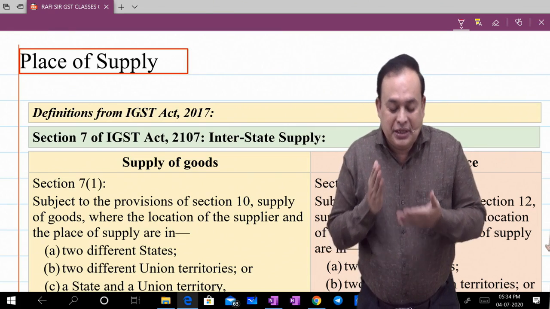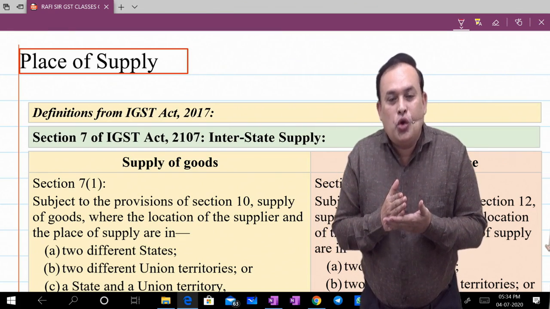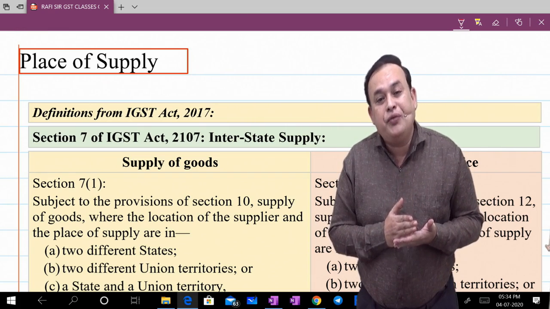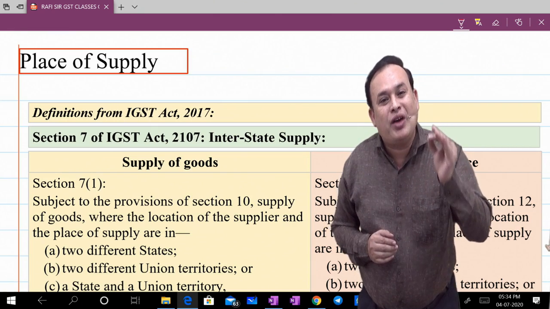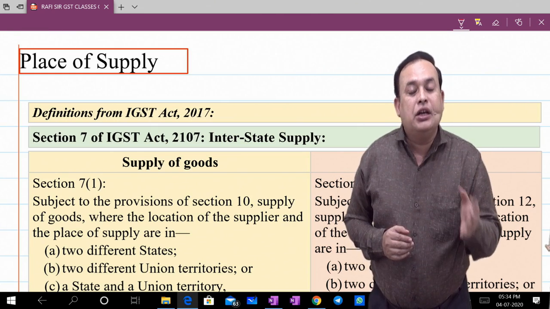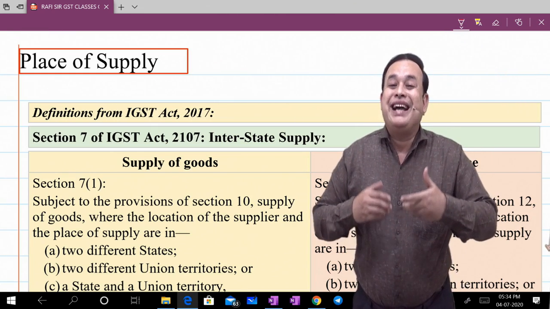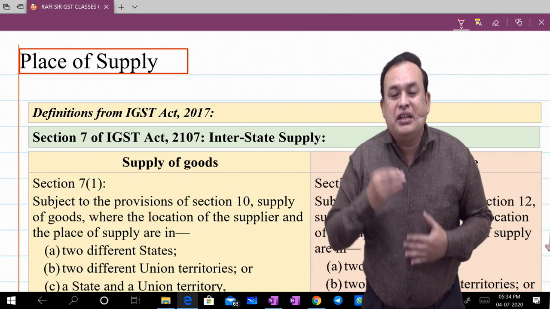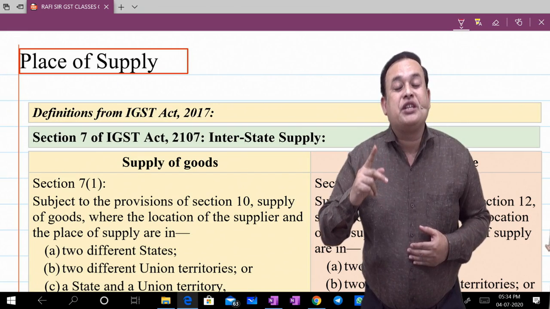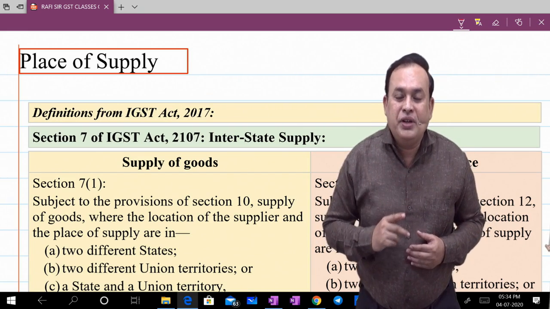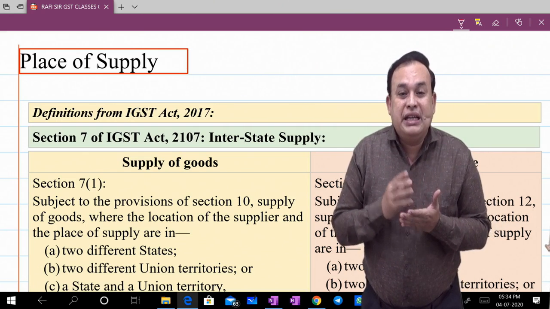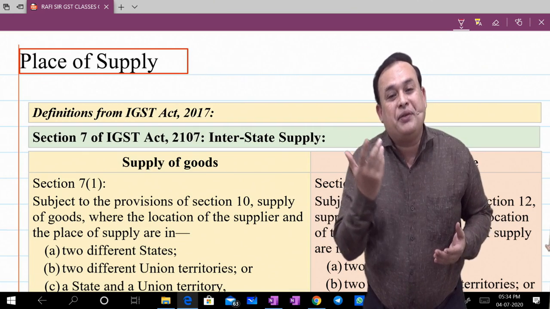My dear friends, in the last class, we discussed elaborately the place of supply of services, section 12 of IGST, where the location of supplier and location of recipient are in the taxable territory. I referred to section 12 subsection 2 to subsection 14 of section 12. We understood place of supply in different categories of supply of services.